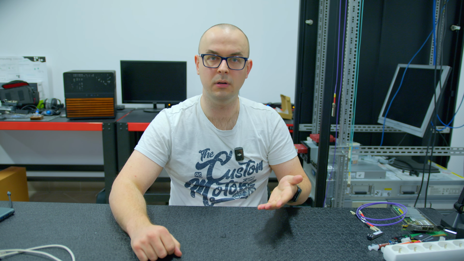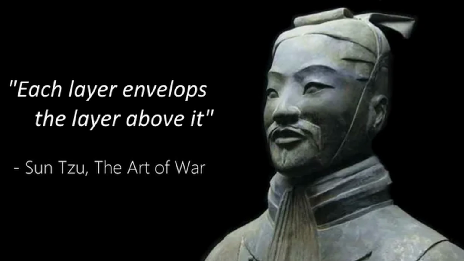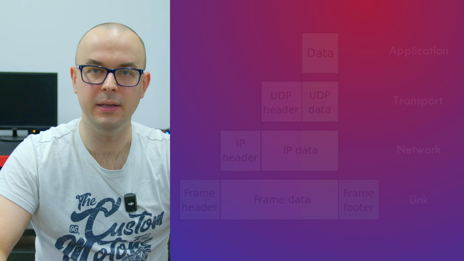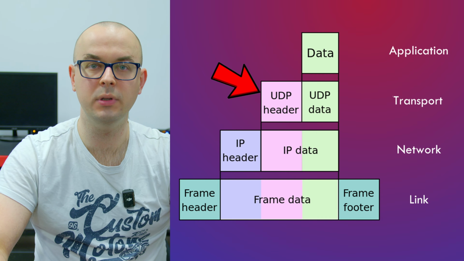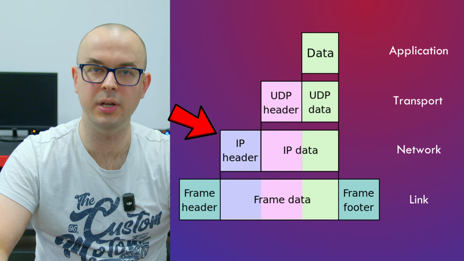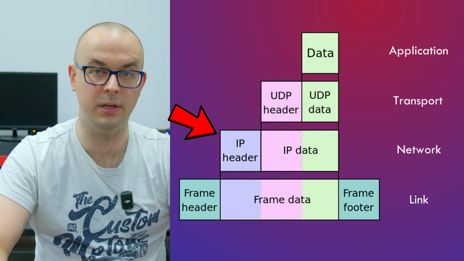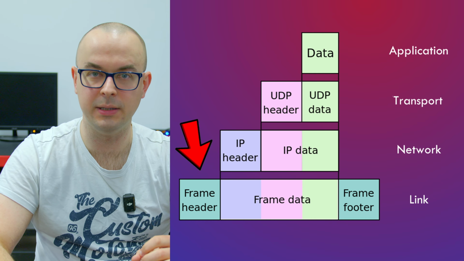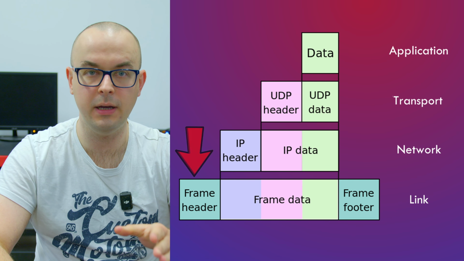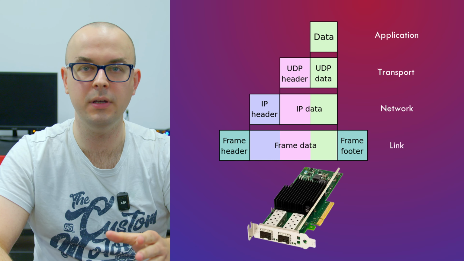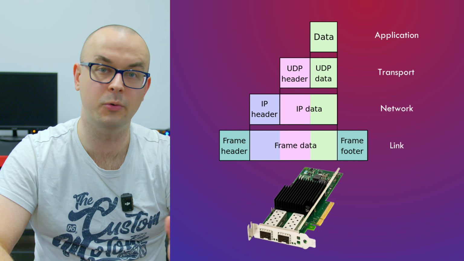The second thing you need to learn is encapsulation. Encapsulation is the next best thing since sliced bread, and it can be explained in a single sentence. Each layer envelops the layer above it. For example, when sending a UDP packet, its header contains information about the destination port. That whole thing is then put into an IP packet, which has information about the IP address and can be routed on the internet. But before that, everything is encapsulated in the Ethernet frame, which can send data locally based on the MAC address. And finally, the networking card converts everything into electrical signals, light pulses or radio waves.